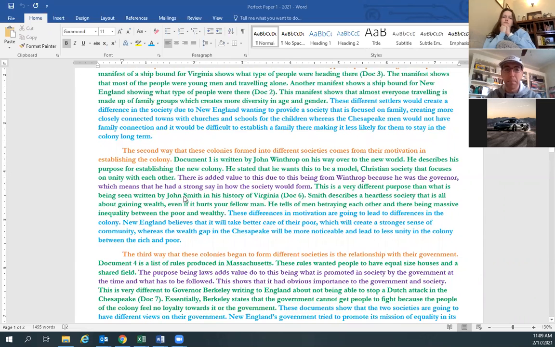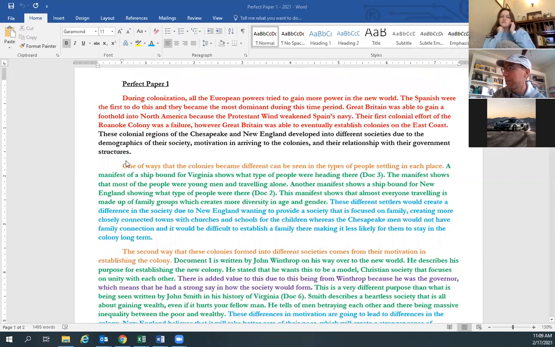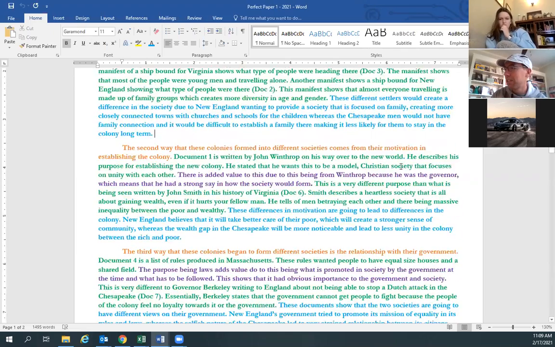So that's actually why I made a second way for the perfect paper, just so you could kind of see more or less what I'm looking for. So the first way, what I do, my 3 topic sentences were, one of the ways the colonies became different were the type of people settling in there. That's demographics. Almost every single one of you guys did that because we did it in class.